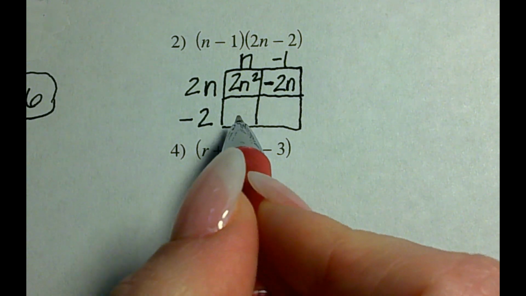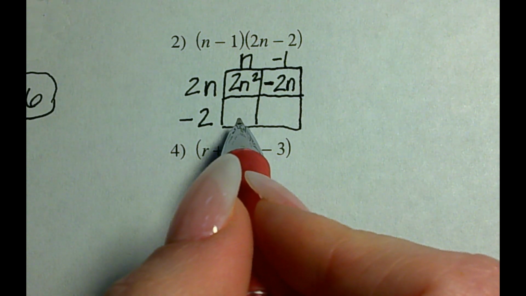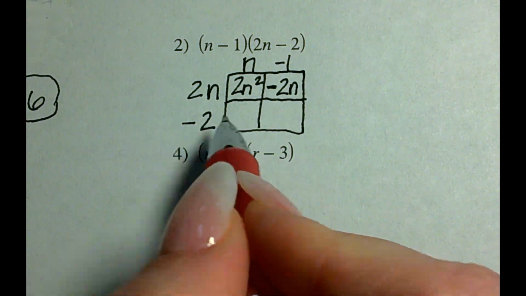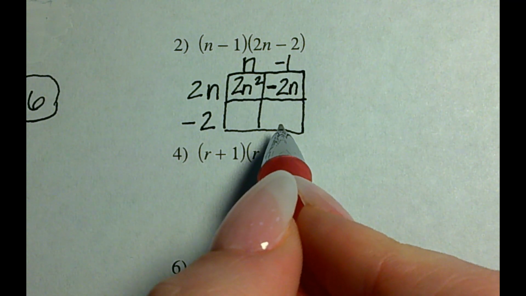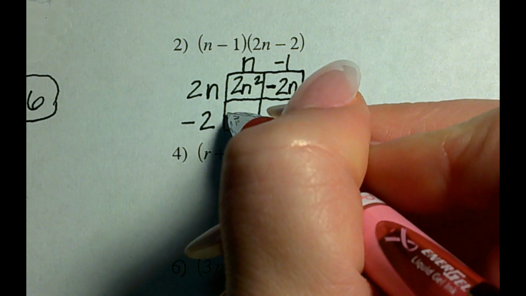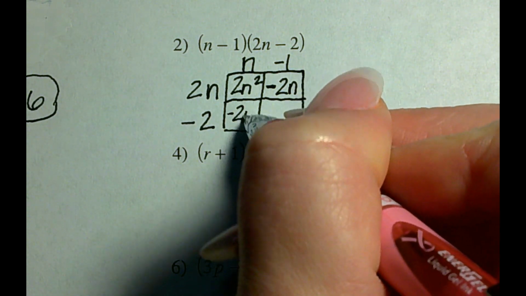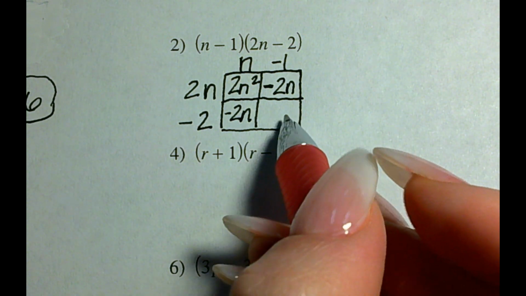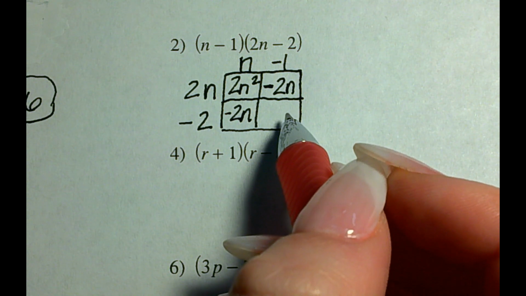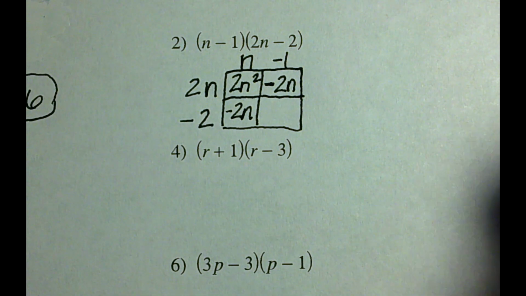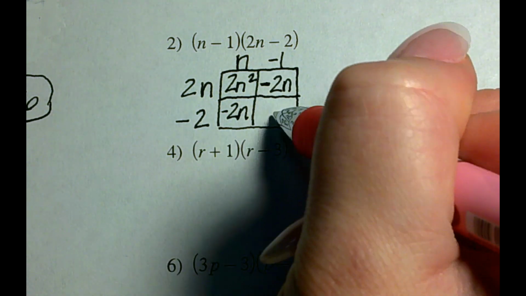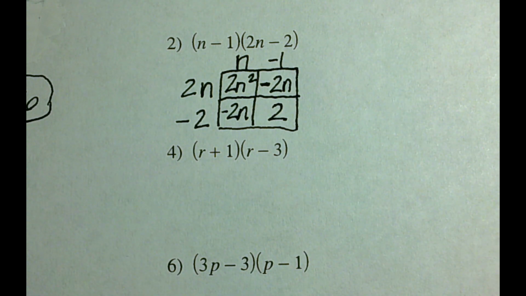2n. And what do I multiply here? -1 and -2 would be in this box. N times -2 gives us what? -2n. -2n again. And then Lisa, what will we get on our last box? -2 times -1 is 2. A lot of 2's on this one.